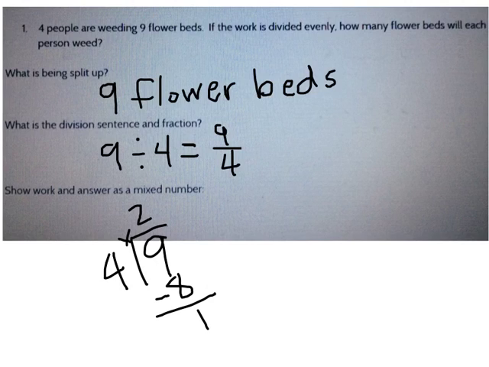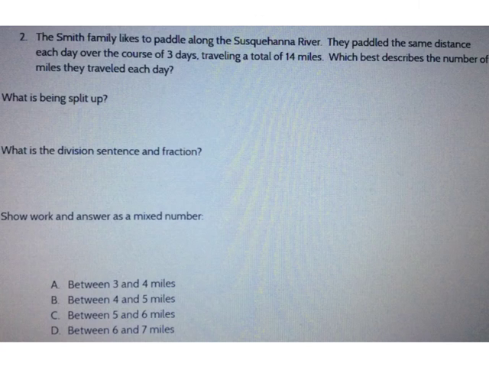So I know that each person is going to weed 2 full flower beds with 1 left to be split among 4 people, 2 and 1/4. Each person will weed 2 and 1/4 flower beds. This means that they will weed between 2 and 3 flower beds.